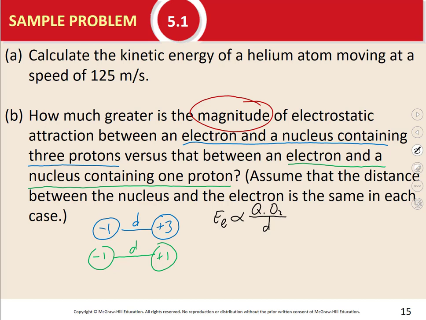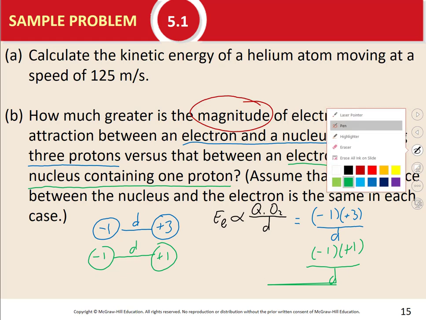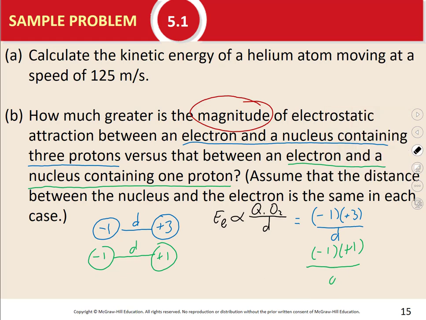All right. Now let's go ahead and just plug in our numbers here. So for the first scenario, minus 1 and plus 3 are our two charges. So minus 1 times plus 3. And on the bottom is a distance. We're just going to leave that d for now. And the second scenario, plus 1 and minus 1 divided by d. Now because we're comparing these two, what can we do with that d there?